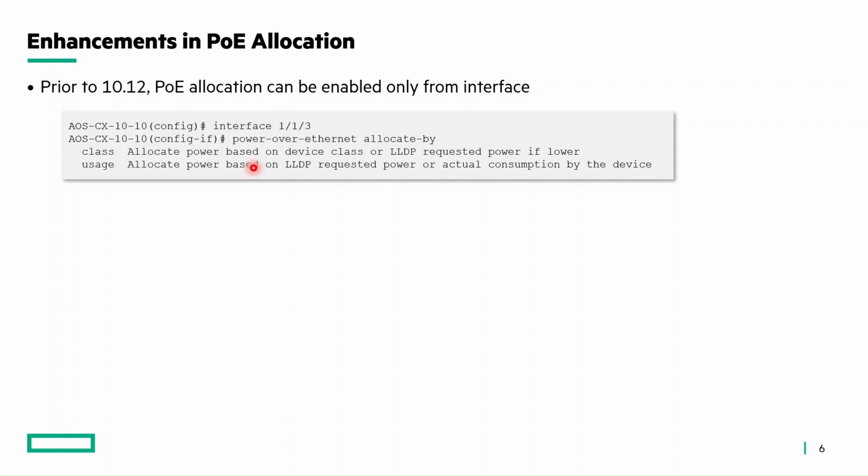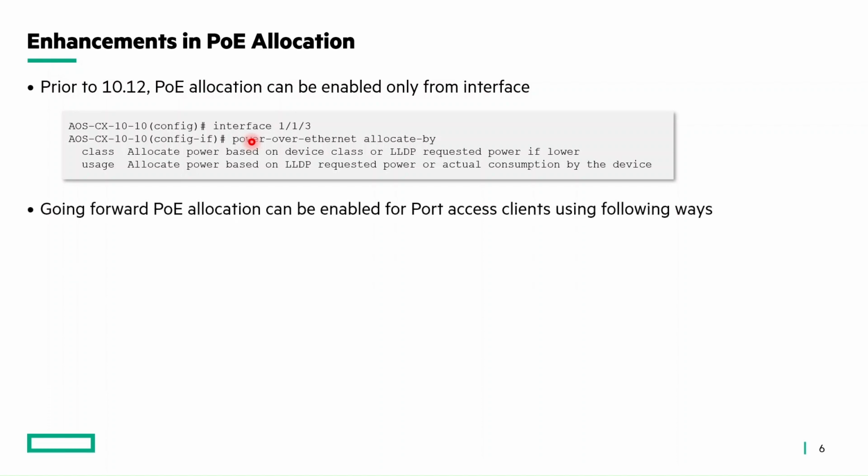So if it is a port access client, they have to again go to the interface context and do this configuration. But most of the port access configuration exists in the role. So for that purpose, we have introduced this PoE allocation for the port access clients using the following ways.